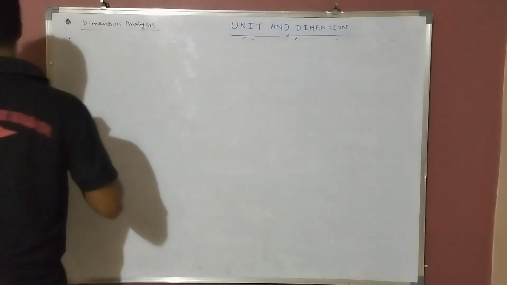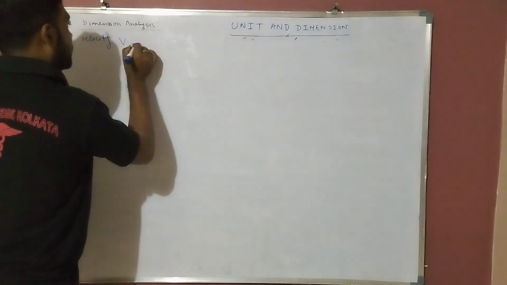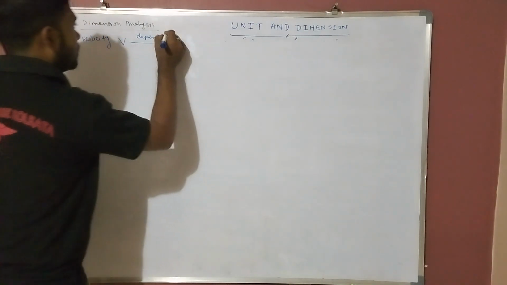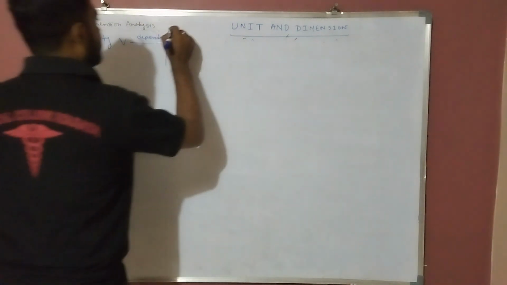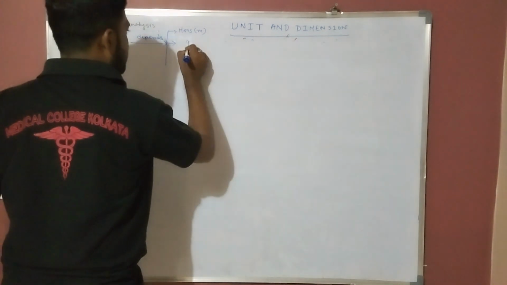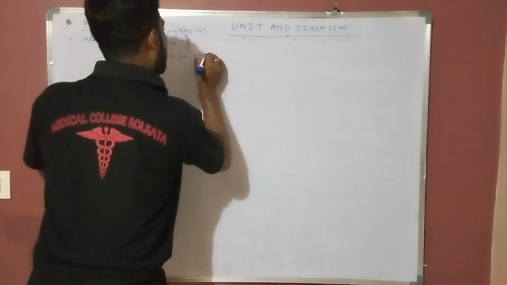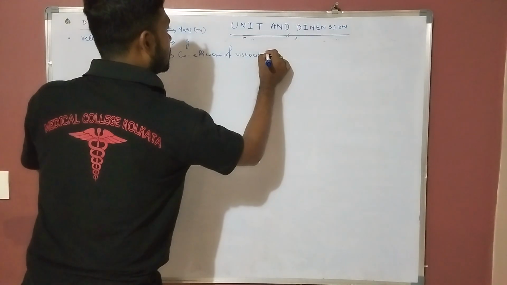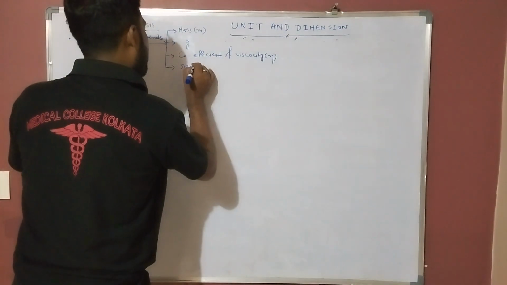In type 2, another problem. Suppose velocity v depends on mass m, acceleration due to gravity g, coefficient of viscosity eta (this sign is called eta), and radius r.